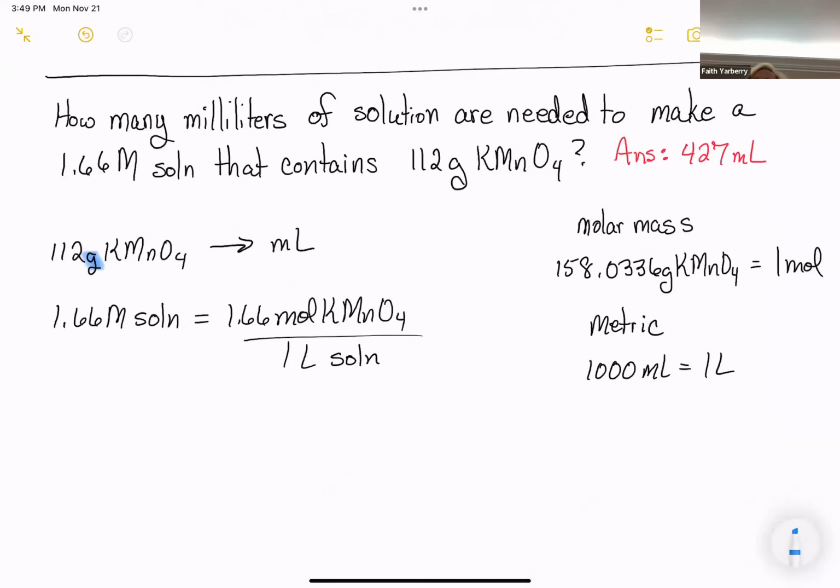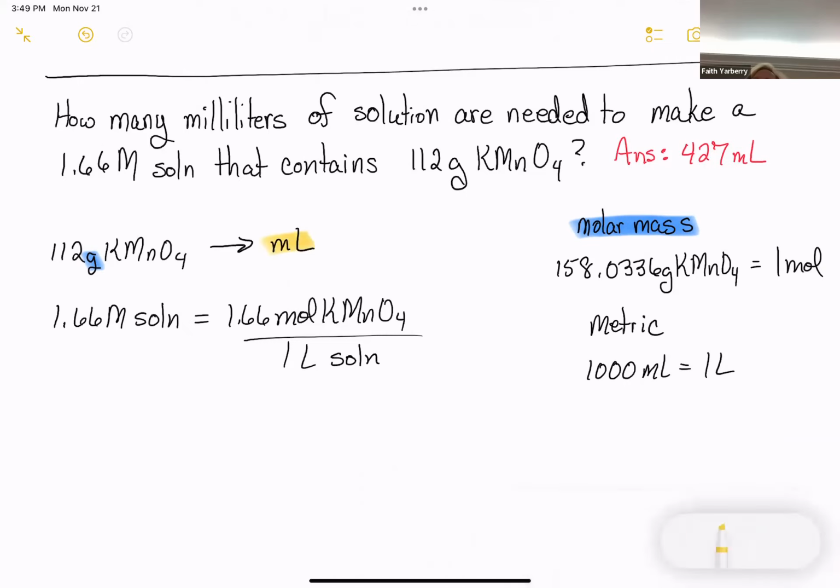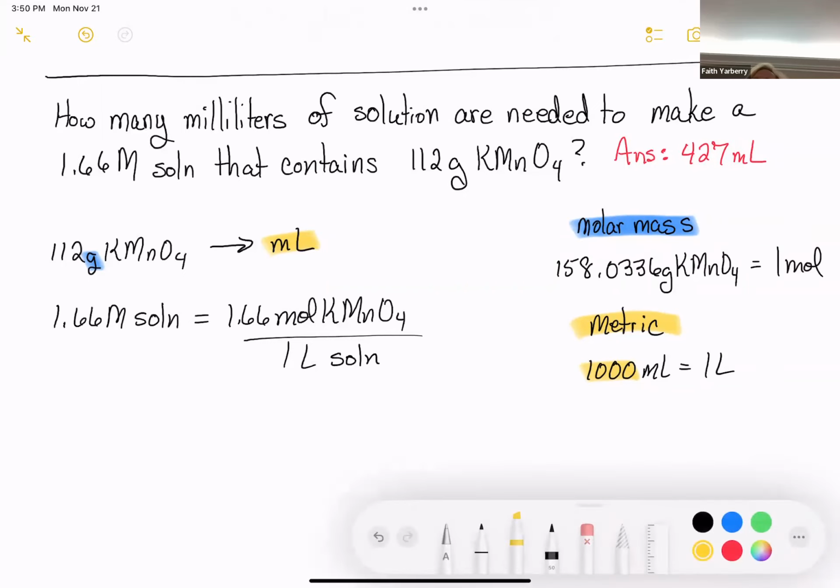Breaking what we have and what we want to solve for, the first thing I notice is I have grams, so I'm going to want to use the molar mass. The next thing I notice is that I have volume. So that tells me that I'm going to need the molarity, but more specifically in this particular case, I'm going to need the metric prefix system because that volume is needed in milliliters.